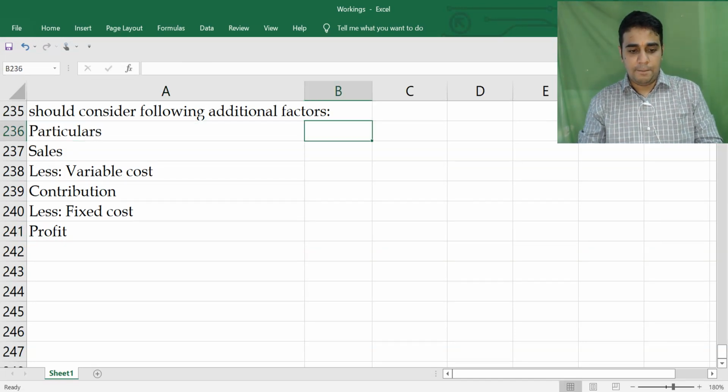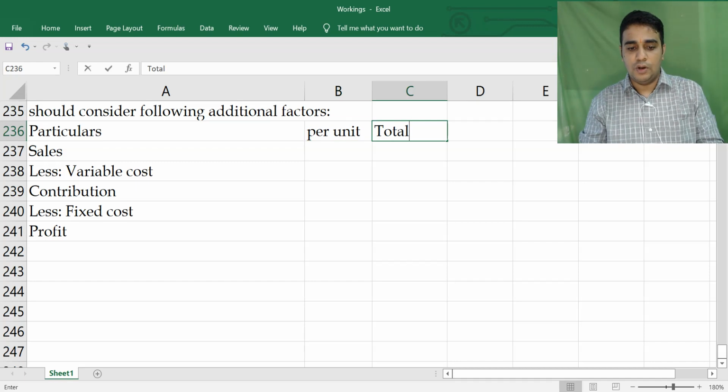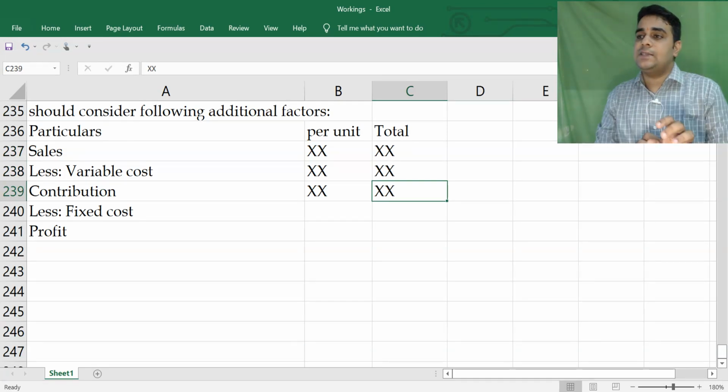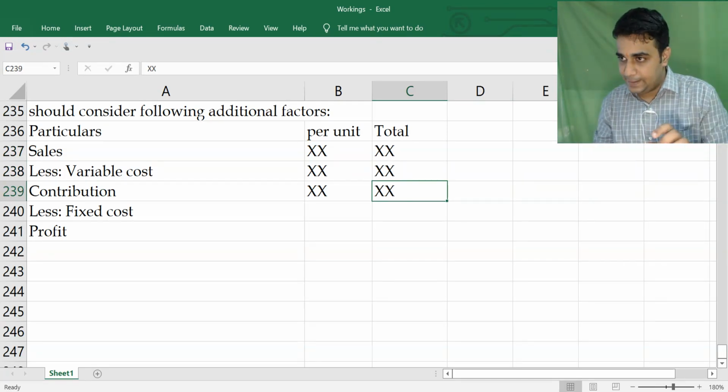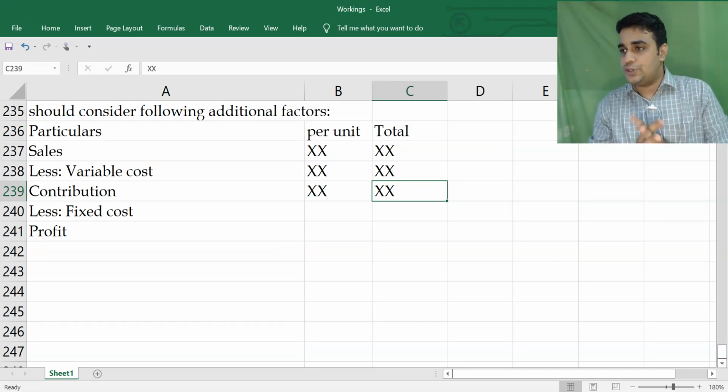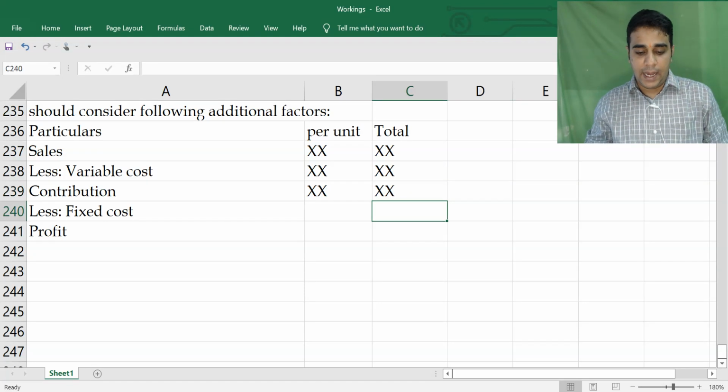Particulars, per unit, total. Some of the items would be captured at per unit as well as total. Like your sales, you would like to capture the per unit selling price. Variable cost should be captured at a per unit level. Contribution should be captured at a per unit level. We should ideally not capture fixed cost at a per unit level.